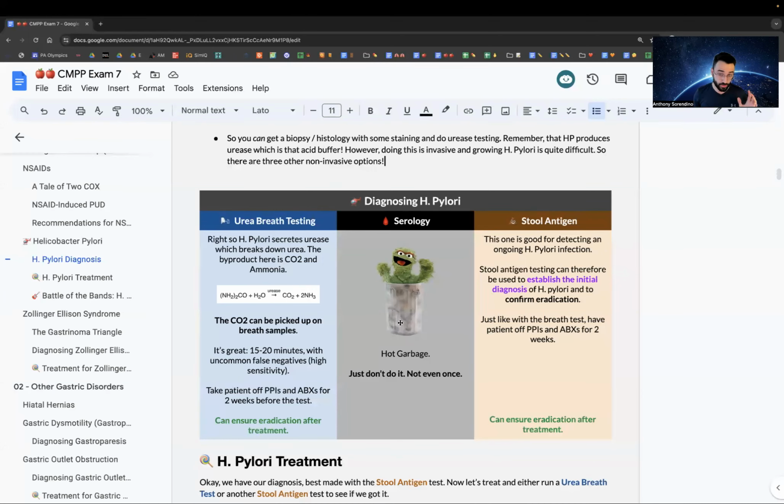The greatest thing you could probably do is a stool antigen test. So this is not only good for establishing the initial diagnosis, it can also confirm eradication. So you could do a stool antigen first, do your treatment, and then do it a second time, and you can confirm eradication. Urea breath testing, I believe, really is just going to ensure the eradication, okay? Same thing for stool antigen. Take the patient off PPIs and antibiotics for 2 weeks.